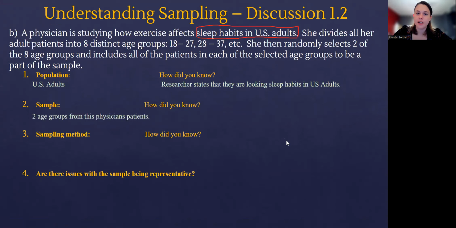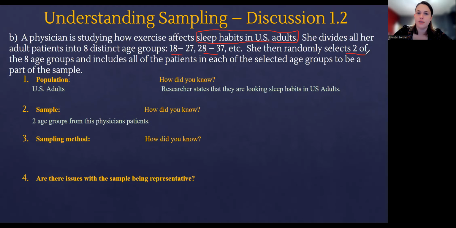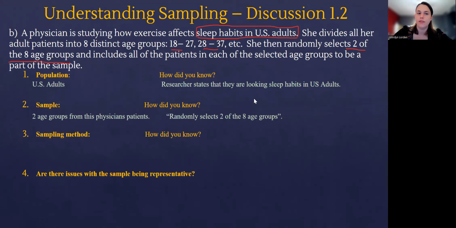Our sample here is the 2 age groups she picked. So she split people up into these different age groups, right? And then she selected 2 of the 8 age groups. So that's who she asked. So two decades worth of her patients. Randomly selects 2 of the 8 age groups. What sampling method is this? Cluster sampling. How do we know?